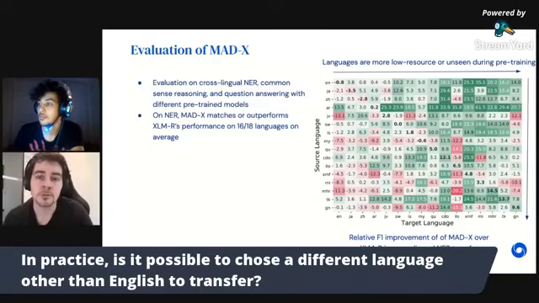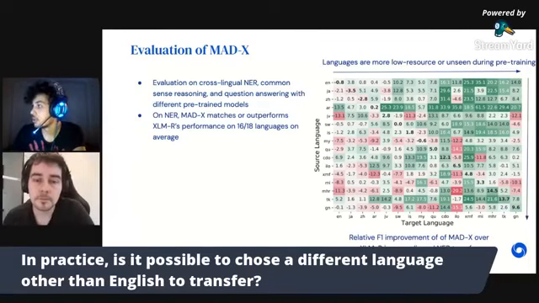So it's more just a convenience decision rather than something that is empirically the best decision, because in many settings it's actually more useful to transfer if you have label data available from a language that is more similar to your target language, because that makes it easier for your model to transfer the related information.